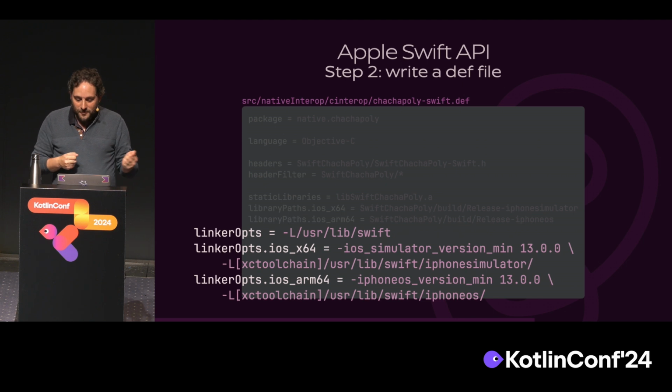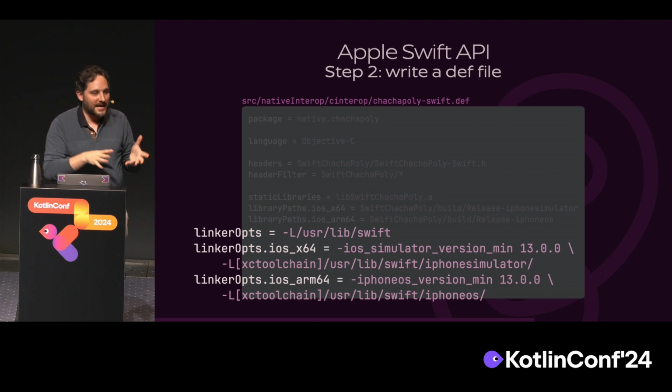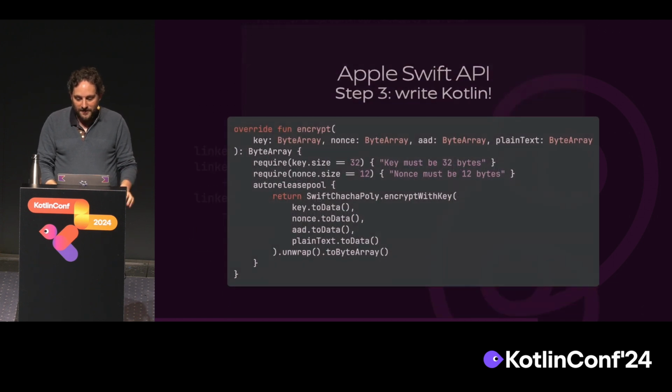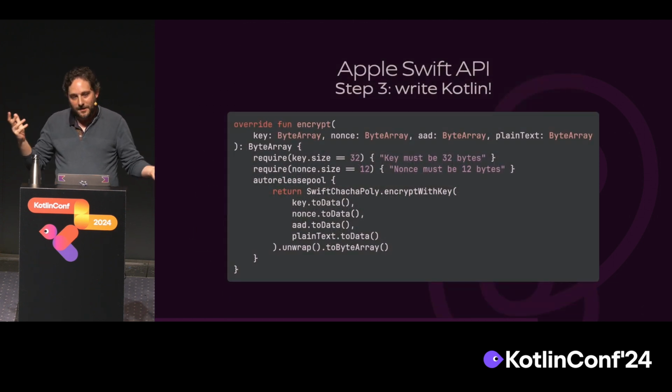Those linker opts are a bit different too, and the main reason they're needed, the iOS simulator version min: by default, Kotlin/Native will generate binaries that are compatible with iOS minimum version 9. But as it happens, the Swift ABI that is provided by Xcode is compatible with iOS minimum version 13. So you need to change the default minimum version that this klib will be compiled to. And then once you've done that, you can use the Objective-C API just like you would in Kotlin/Native, just like we've covered many times before.